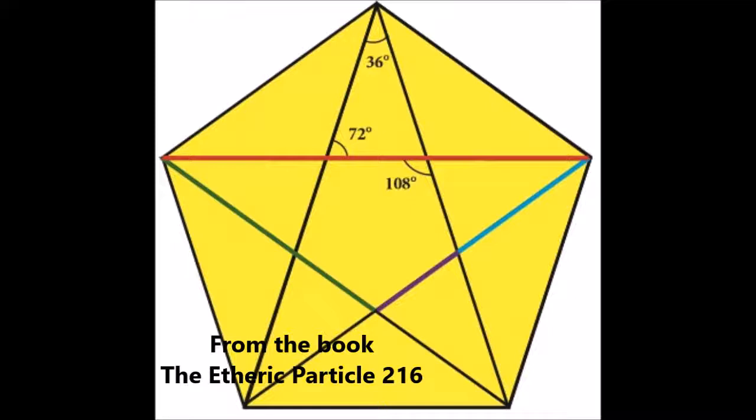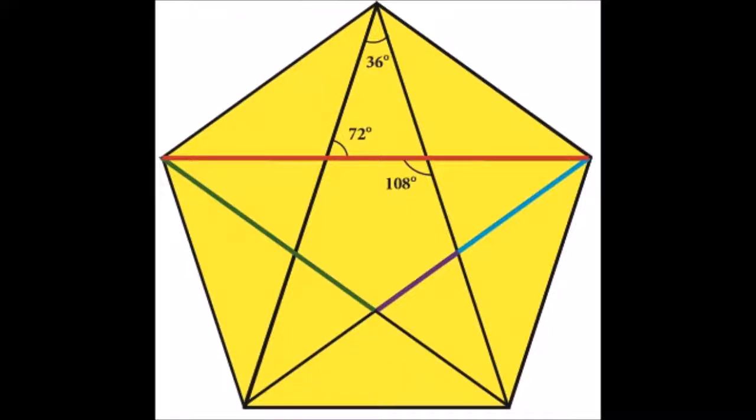Let's study the pentagram and its sides. As you can see, there are 4 sides of different colors: red, green, purple and blue. The golden ratio phi, 1.618, is the red side divided by the green side, the green divided by the blue, and finally the blue divided by the purple. The angles of the pentagram are 36, 72 and 108.